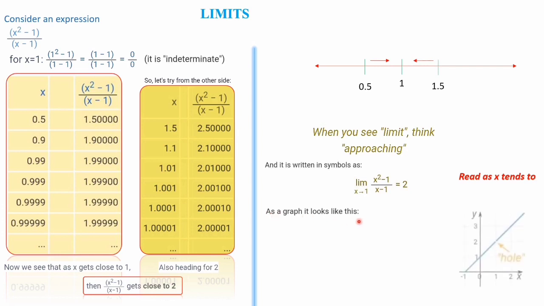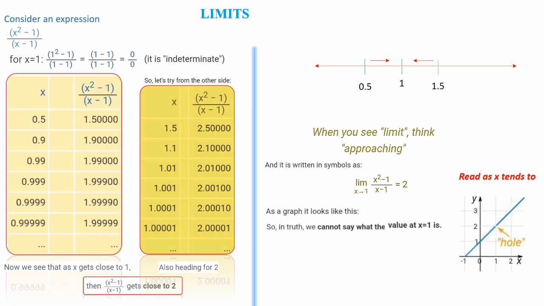When we show it graphically, it comes like this. From here also it is approaching 2, and from the right side also it is approaching 2. But there is a hole, meaning it is exactly not 2, but it is tending towards 2. In truth, we cannot say what the value at x is equal to 1 is, but we can say that as we approach 1, the limit is 2.